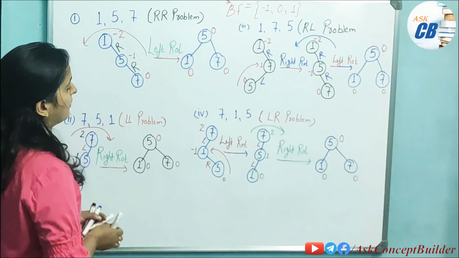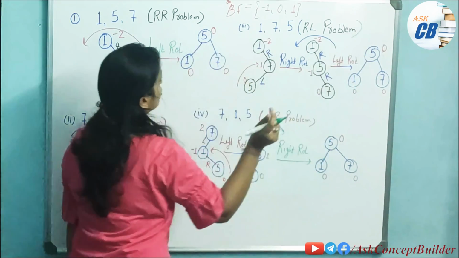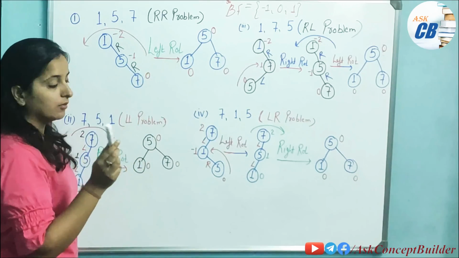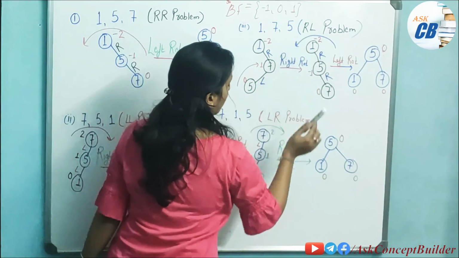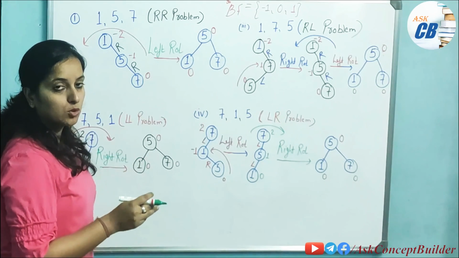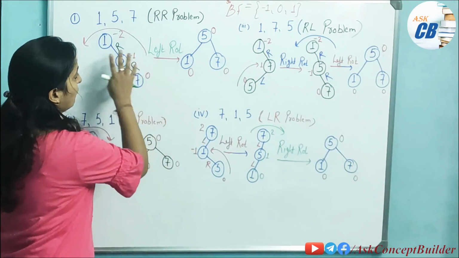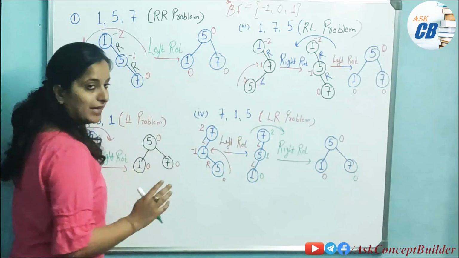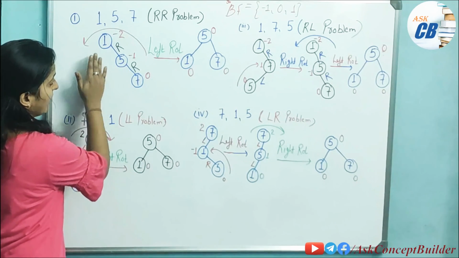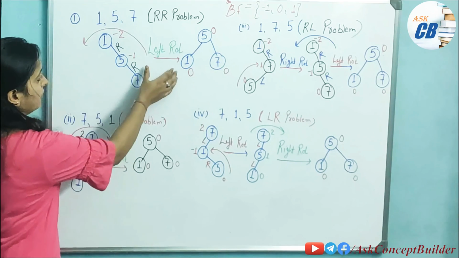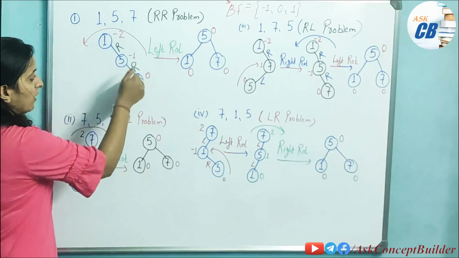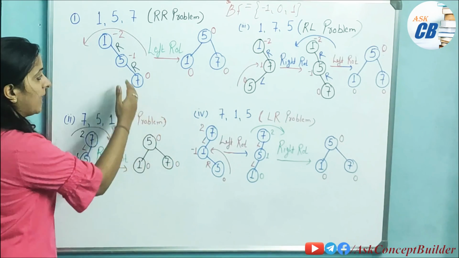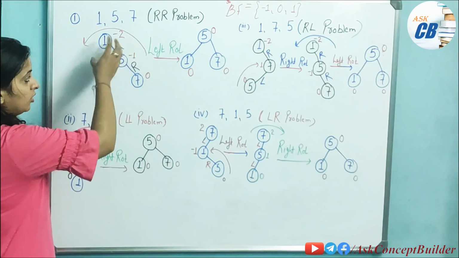Now see here, we have discussed all the 4 types of problem. We can get only these 4 types of problem: either your RR problem, LL problem, RL problem or LR problem. Because of these 4 problems only, your tree will not be balanced, and then we have to solve these problems by doing rotations to make the tree a balanced tree. Now see here, when we have an RR problem, what rotation are we performing? Left rotation. So whenever you have an RR problem, you have to perform the opposite. If the problem is a right problem, RR problem, then you have to perform left rotation on it to make it balanced.